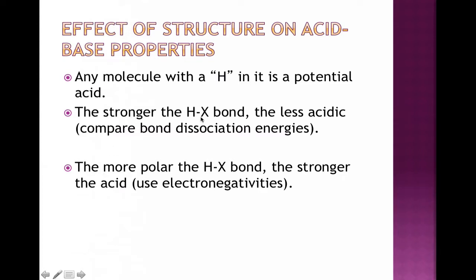So the stronger the bond between the acidic hydrogen and whatever it's attached to, the anion, the less acidic. So what you do is you look at the bond dissociation energies. How much energy does it take to break that bond? The greater the energy it takes, the weaker the bond or the weaker the acid is going to be, because it's going to take too much energy to release that hydrogen.